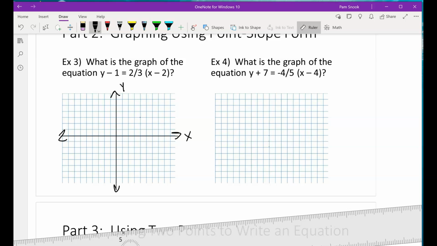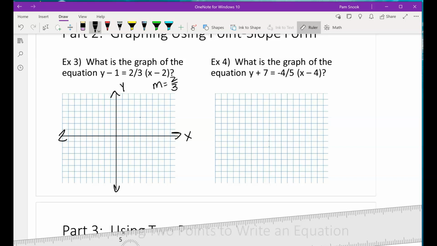So what I need to do is go into my point slope form equation. I need to pull out the slope and pull out the point. So the slope is easy, that's 2/3. So I'm just going to write here m equals 2/3.